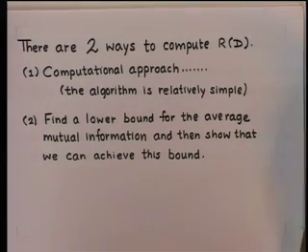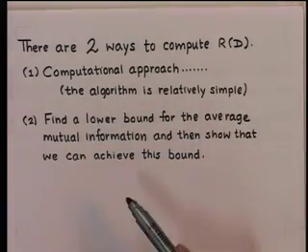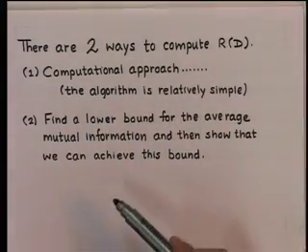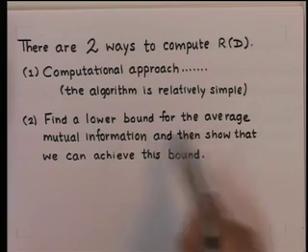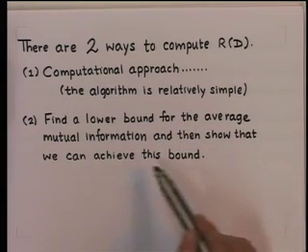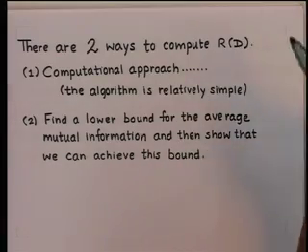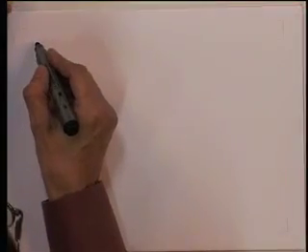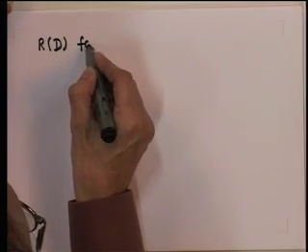Finally, how do we find the rate distortion function? There are two ways to compute the rate distortion function. One approach is basically a computational approach. The algorithm is relatively simple. We will have a look at this algorithm a little later. The other approach is based on finding a lower bound for the average mutual information and then showing that we can achieve this bound. We will use this approach to find the rate distortion functions for two important sources. So, the first important source is a binary source, for which we will calculate the rate distortion function as follows.